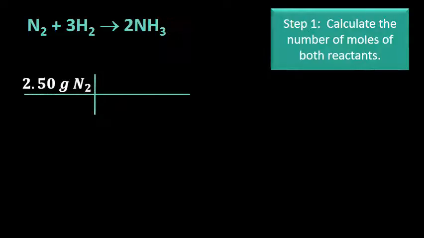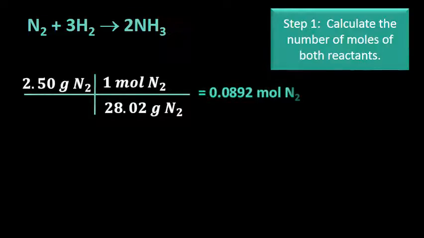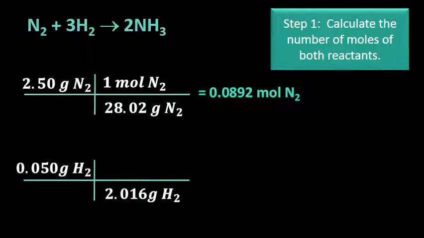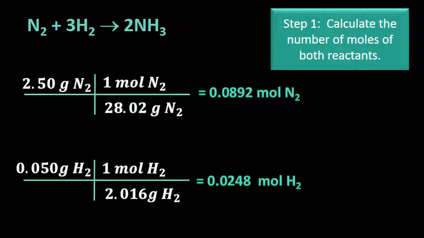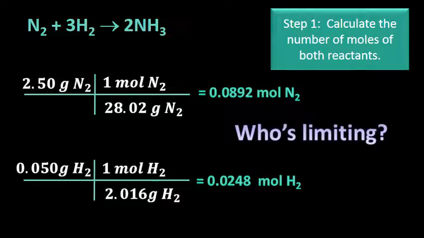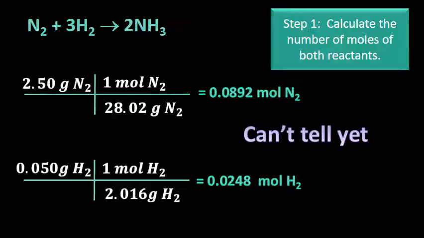All right, well, if I have 2.5 grams of nitrogen, and I know the molar mass of nitrogen, then I end up with that many moles of nitrogen. Now do the same thing for the hydrogen. Remember, molar mass is always grams per one mole. All right, now we have the moles. So who's limiting? Well, that's kind of a trick question because you can't tell yet.